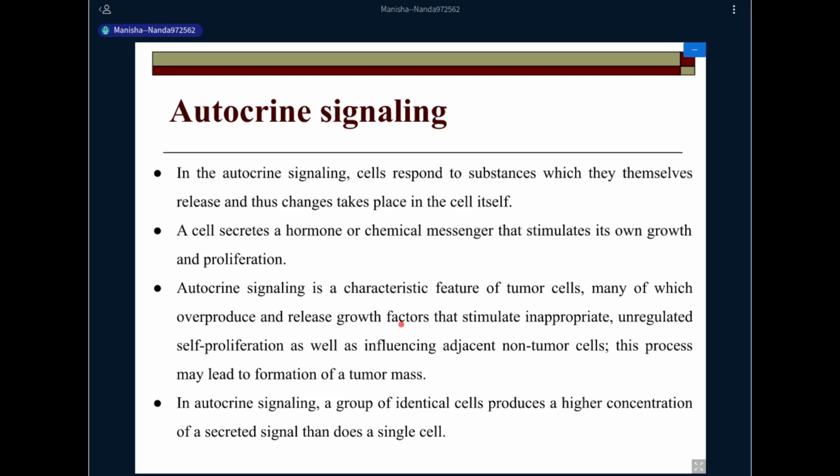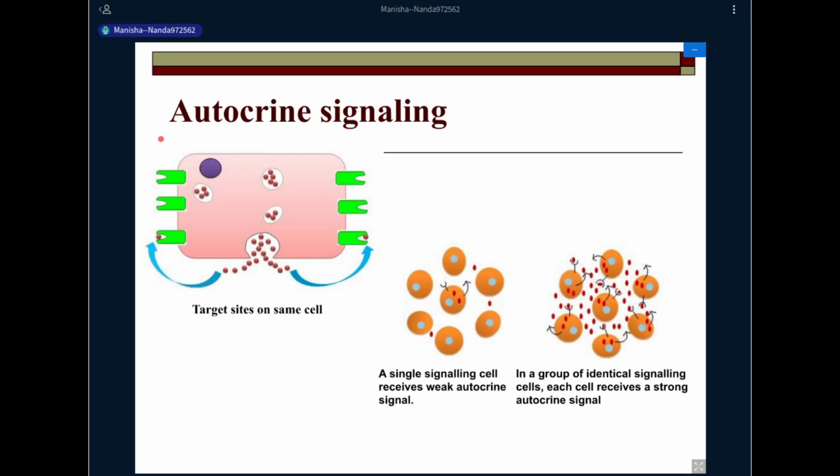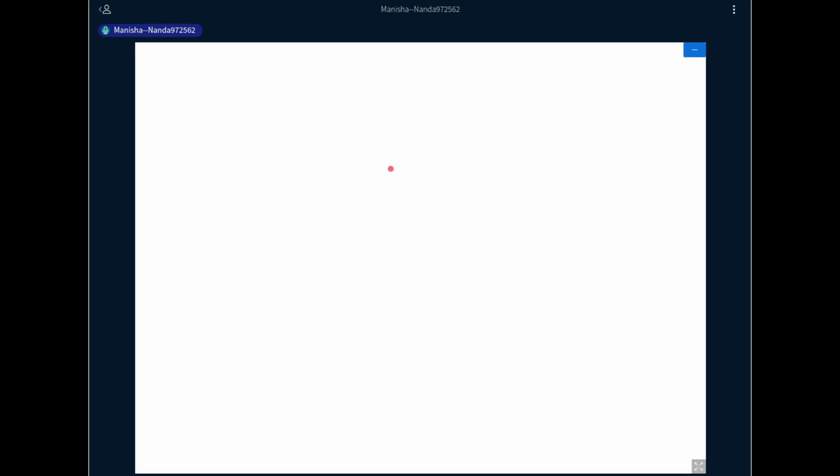In case of uncontrolled multiplication of cells, it is because a cell can produce signaling molecules that go and bind to the receptors on their own cell surface and bring about cell division. In autocrine signaling, a group of identical cells produce a higher concentration of secreted signal than does a single cell. This we have in this particular figure. So this is autocrine signaling, meaning the cell which is producing the signaling molecule goes and binds to a receptor on the same cell and brings about a change in that particular cell only.